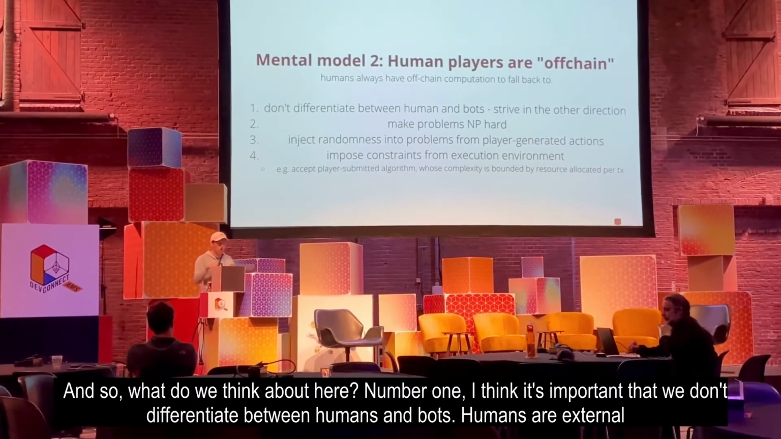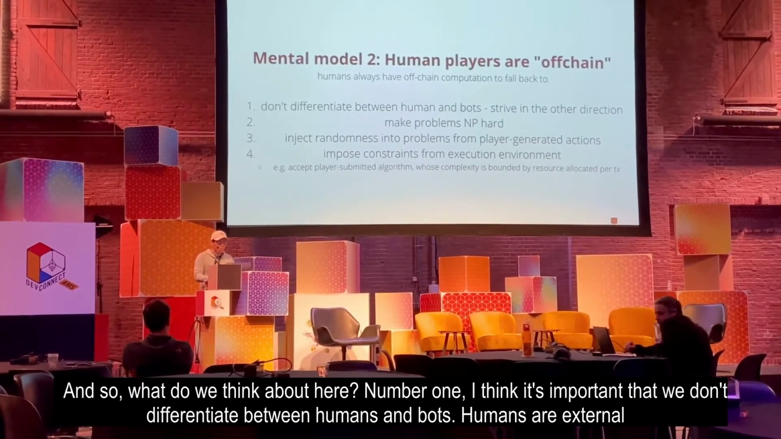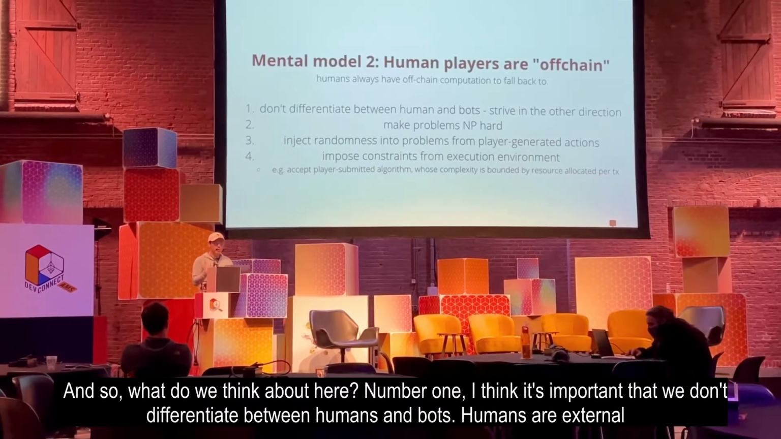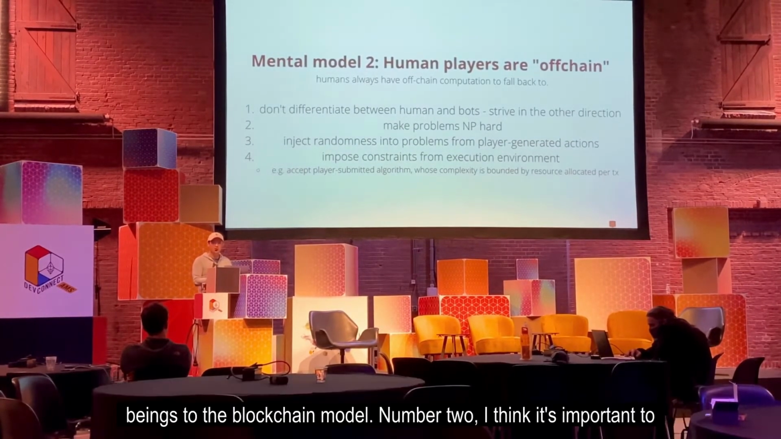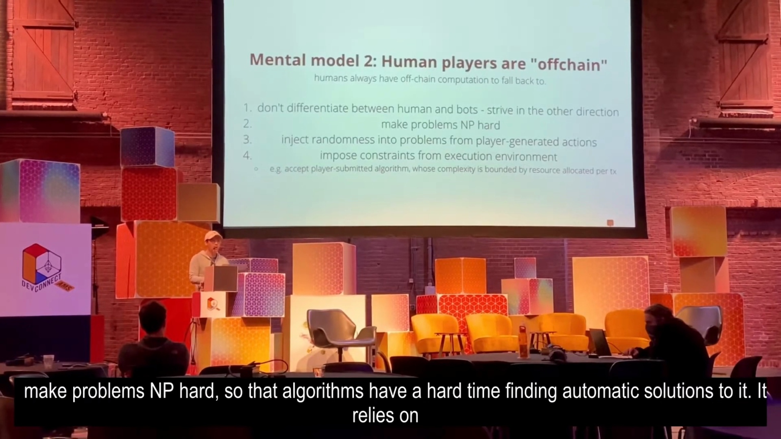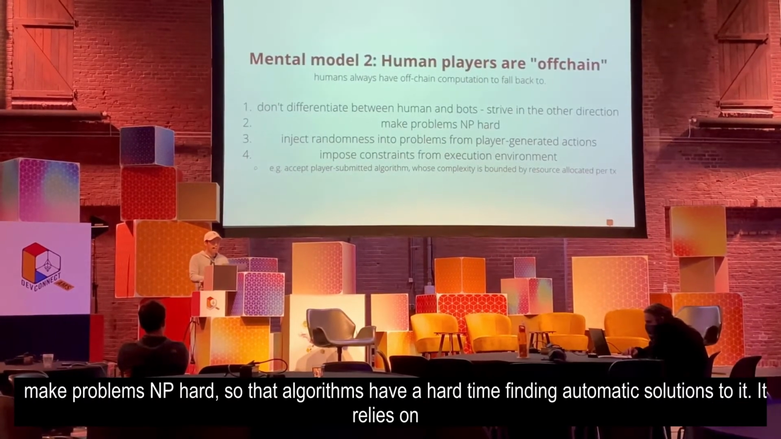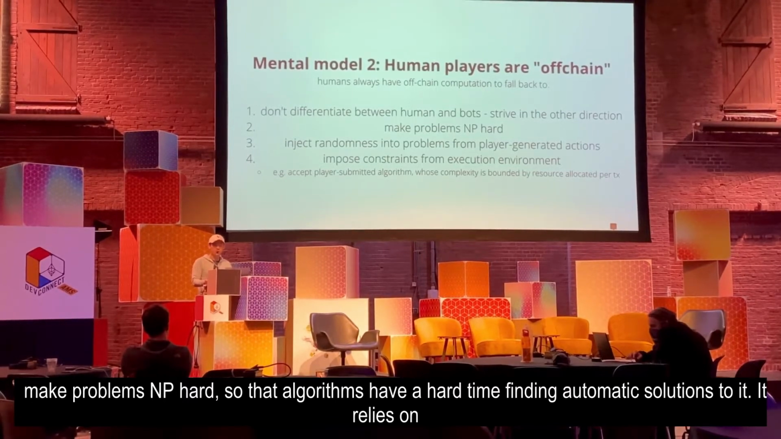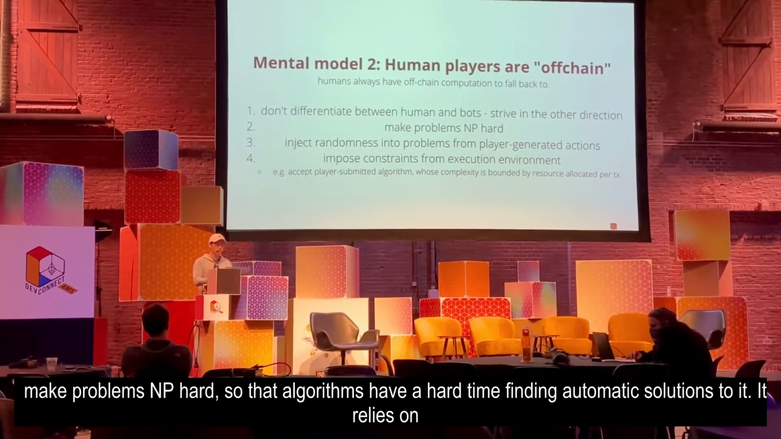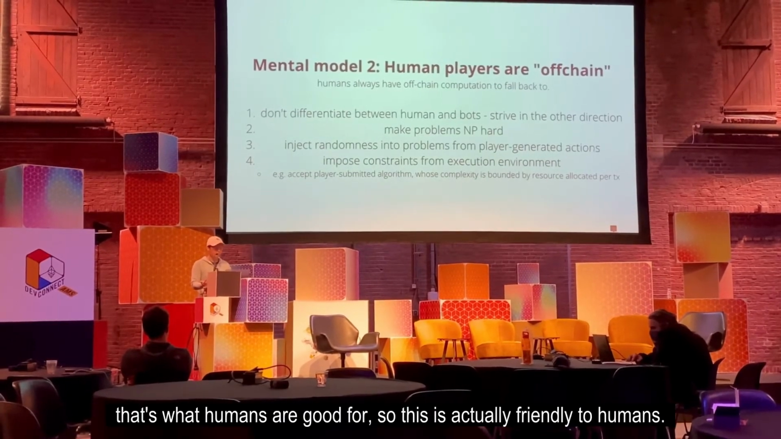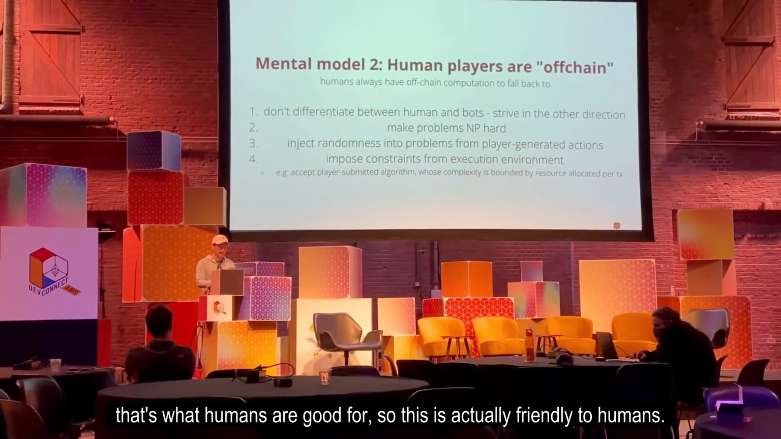And so, what do we think about here? Number one, I think it's important that we don't differentiate between humans and bots. It's just that we are actually external beings to the blockchain world. Number two, I think it's important to make problems NP-hard so that algorithms have a hard time finding automatic solutions to it. It relies on humans to come up with heuristics to deal with that, and that's what humans are good for. So this is actually friendly to humans in a way.